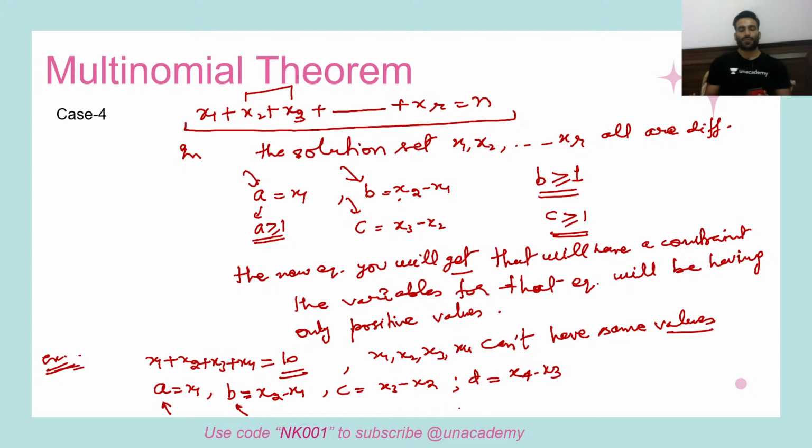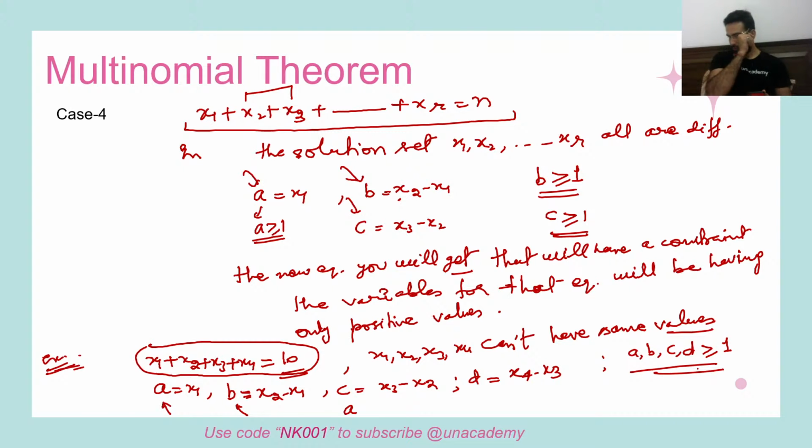Now let's write this equation again in terms of the difference variables. How will you write it? x1 will be written as A. And one more constraint: your A, B, C, D are going to have values more than 1, because after all, these are the differences.